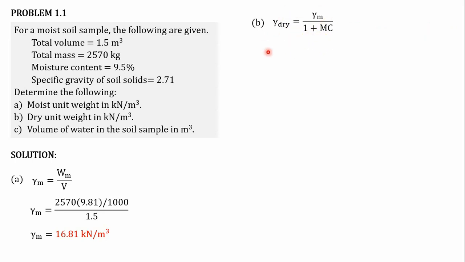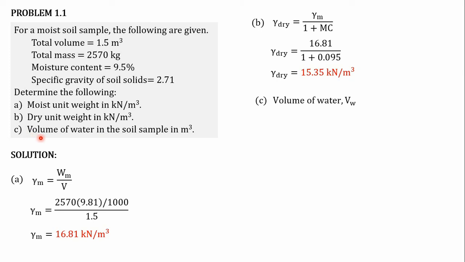So, therefore, the dry unit weight of a soil is equal to 16.81 divided by 1 plus 0.095, which is equivalent to 15.35 kilonewton per cubic meter, and this will be our final answer. Okay, C. How about the volume of water in the soil sample in cubic meter?